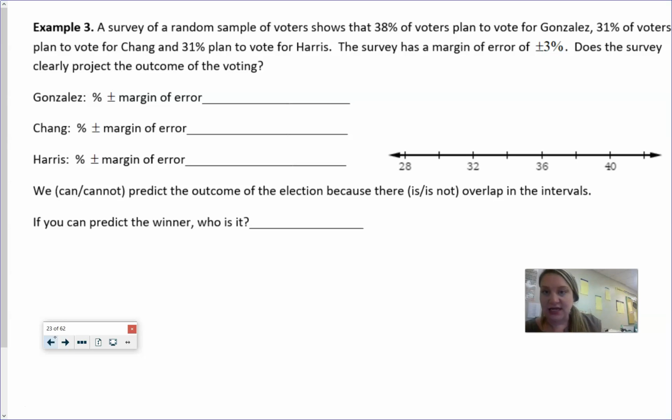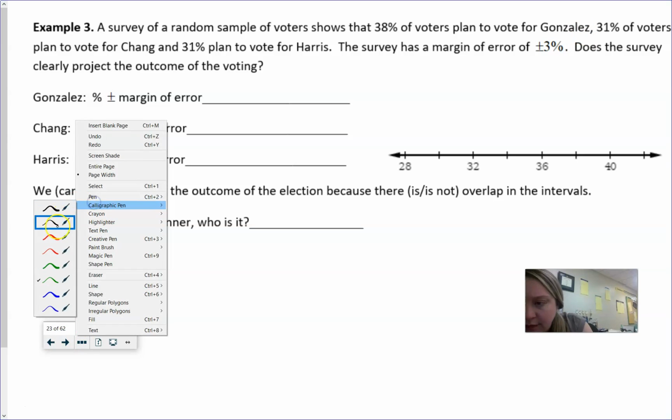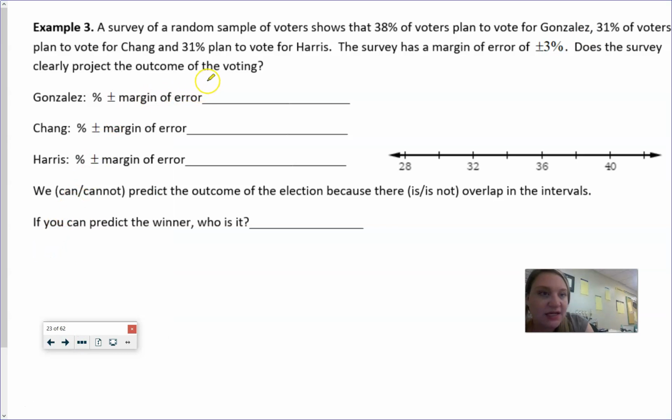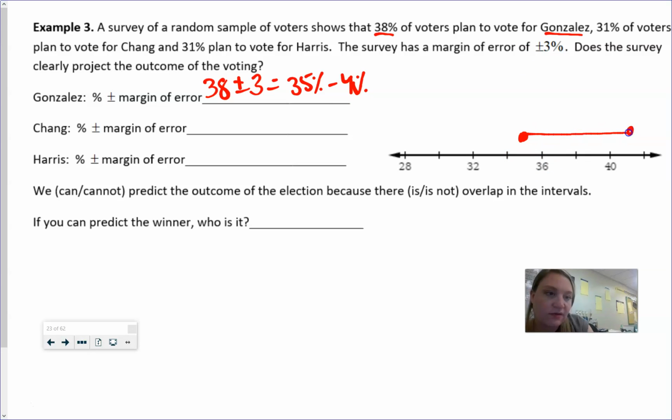So here we go with Gonzalez. Let me change this color back. With Gonzalez, we have 38. So we're going to do 38, add and subtract 3. So 38 minus 3 is 35. 38 plus 3 is 41. I'm going to go ahead and put that on here. 35 to 41. All right, so here's Gonzalez.